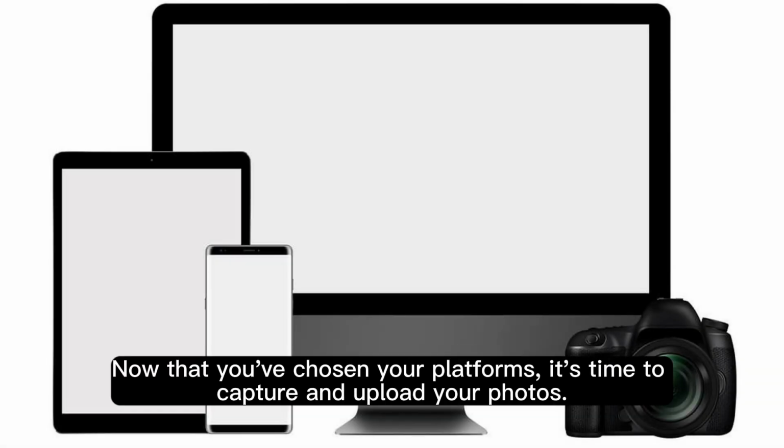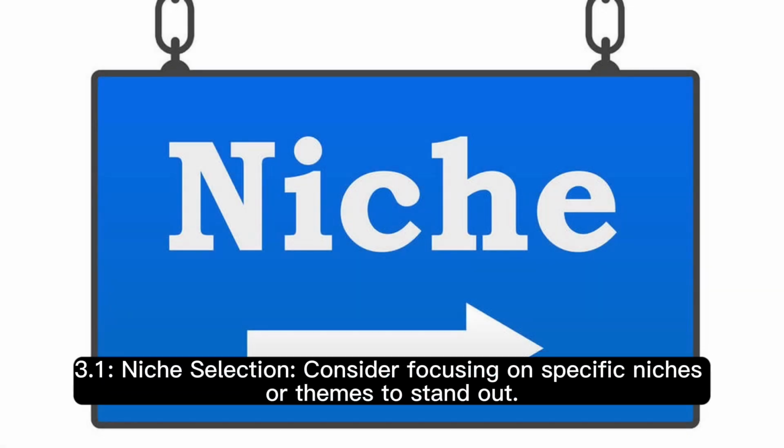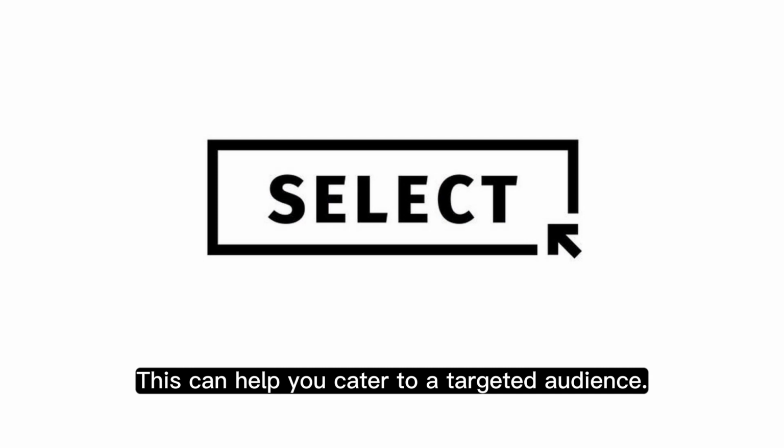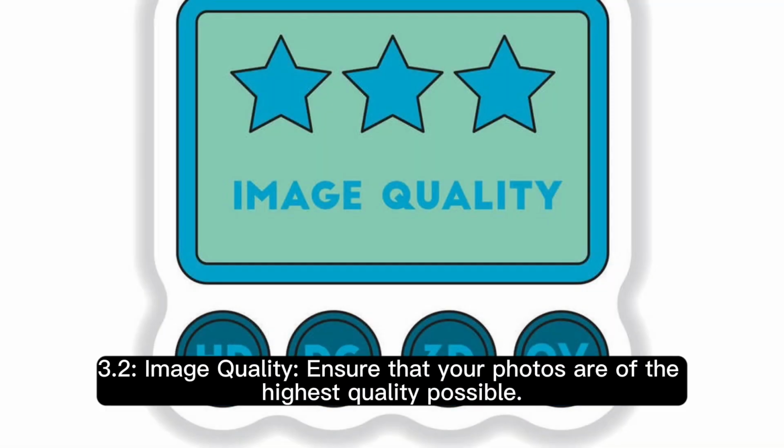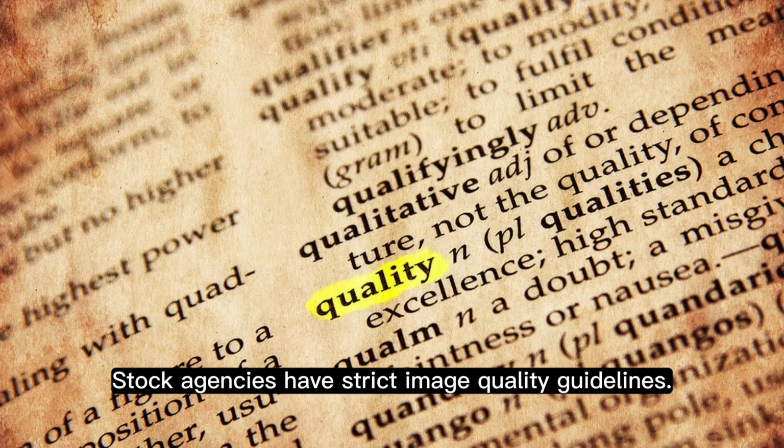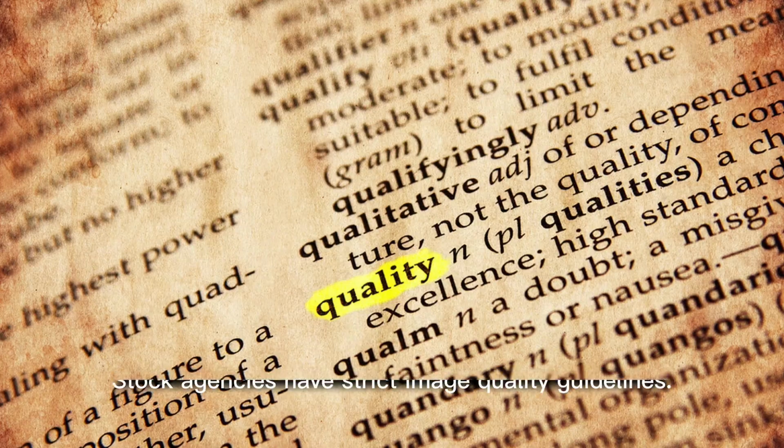Now that you've chosen your platforms, it's time to capture and upload your photos. 3.1. Niche selection. Consider focusing on specific niches or themes to stand out. This can help you cater to a targeted audience. 3.2. Image quality. Ensure that your photos are of the highest quality possible. Stock agencies have strict image quality guidelines.